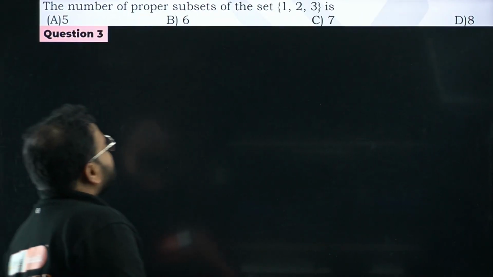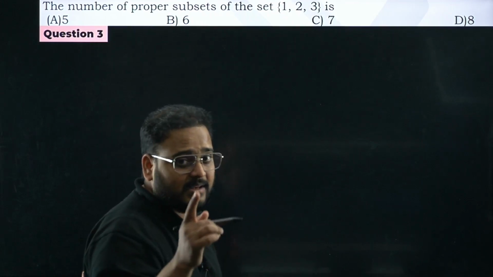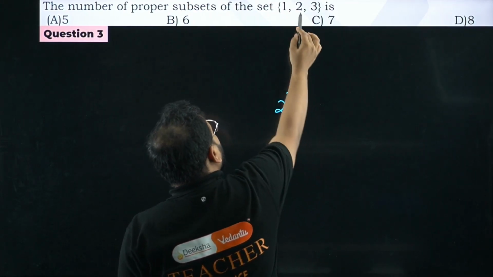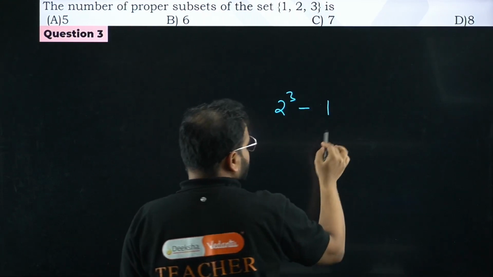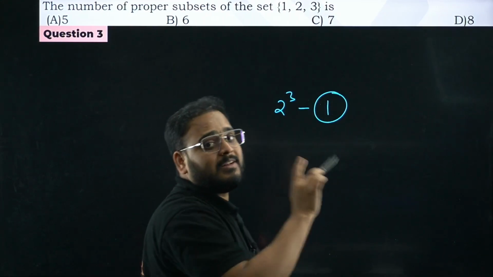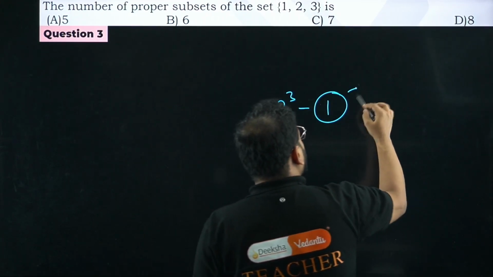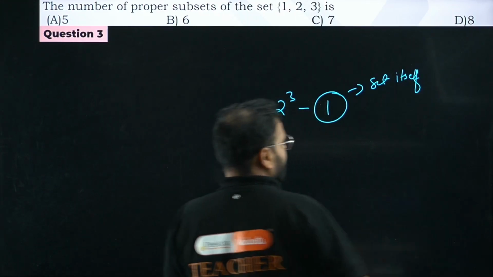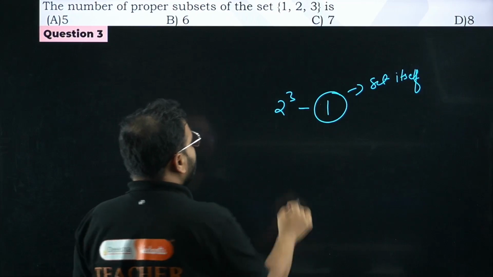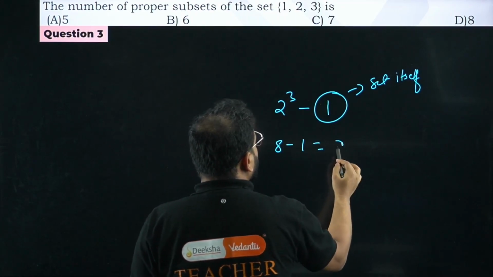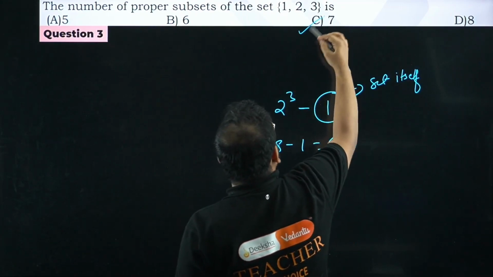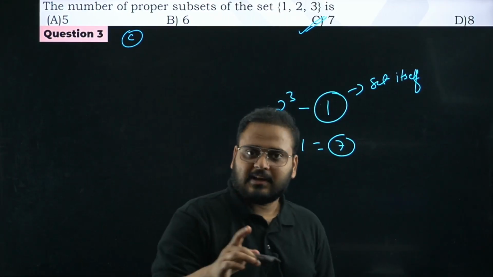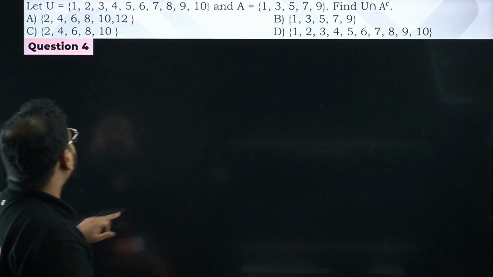The number of proper subsets of the set: proper subsets means the set itself cannot come. So 2 power 3, where 3 is the number of elements over here, minus 1. What is the one that cannot come? The set itself. So the answer is going to be 8 minus 1, which is 7. Option C. Please check. Let's move on to question number 4.